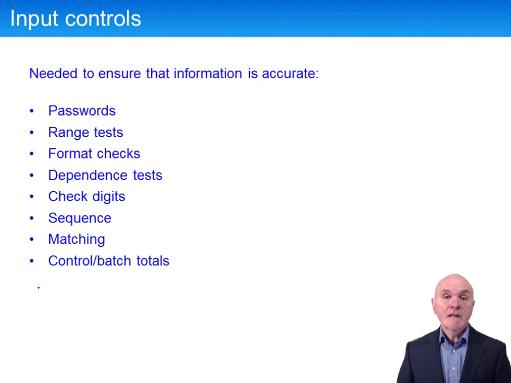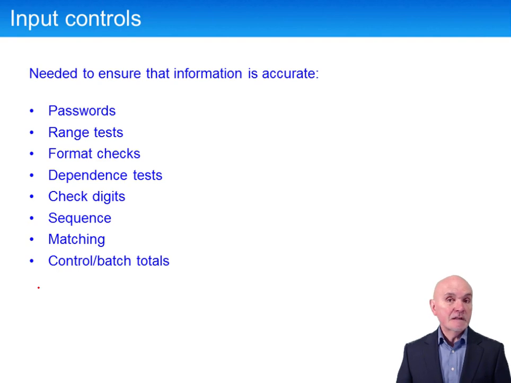Range tests. If somebody normally works 40 hours a week, a range test can prevent 60 hours a week being put in on a timesheet until special authorization is provided. This will stop typos.